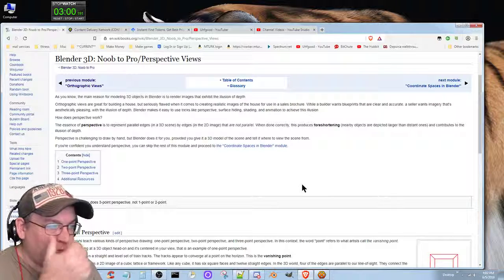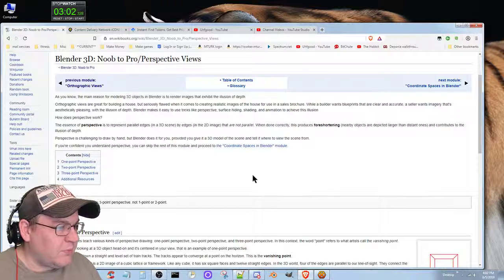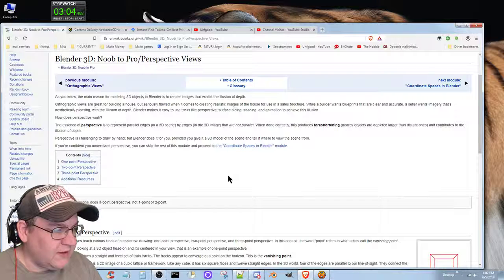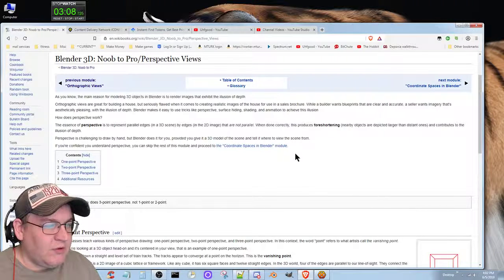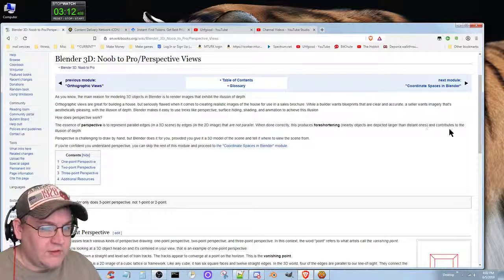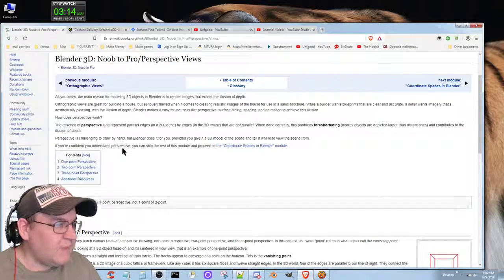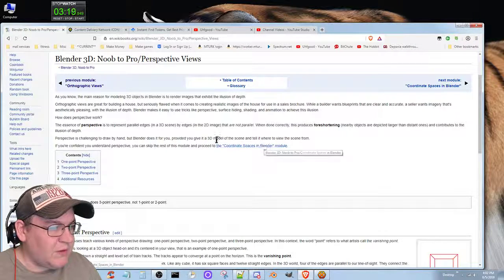How does perspective work? The essence of perspective is to represent parallel edges in the 3D scene by edges in the 2D image that are not parallel. When done correctly, this produces foreshortening. Nearby objects are depicted larger than distant ones, which contributes to the illusion of depth. Perspective is challenging to draw by hand, but Blender does it for you, provided you give it a 3D model of the scene and tell it where to view the scene from.